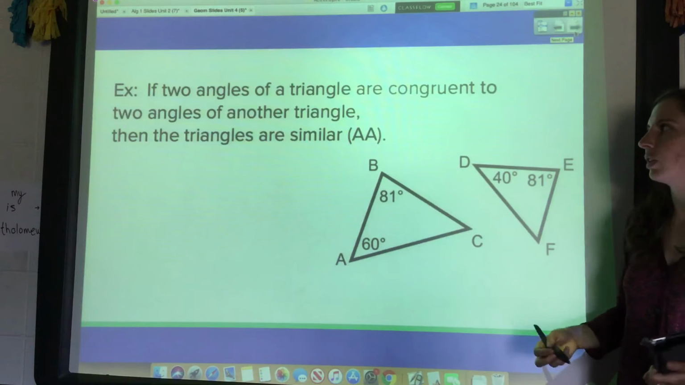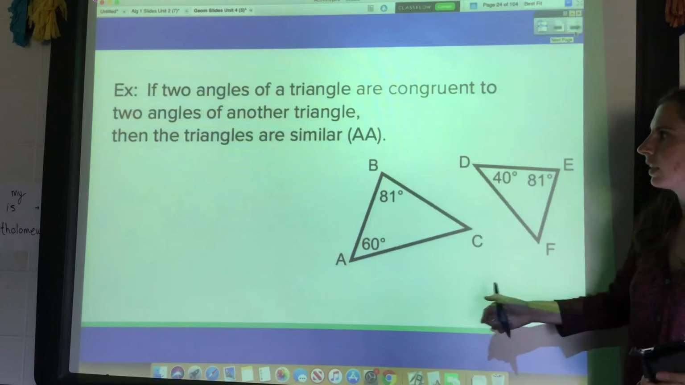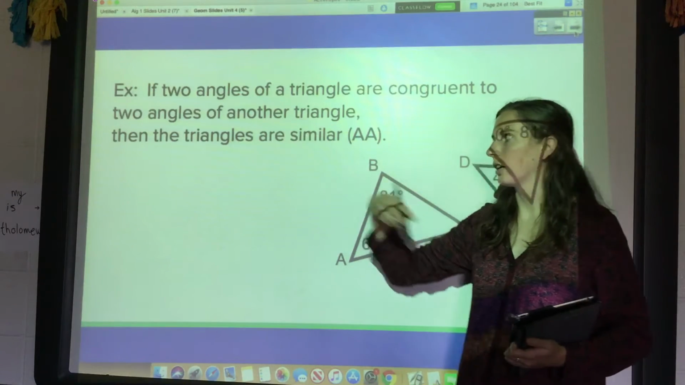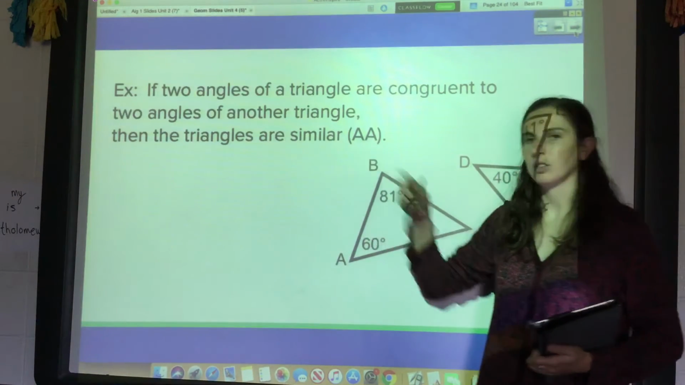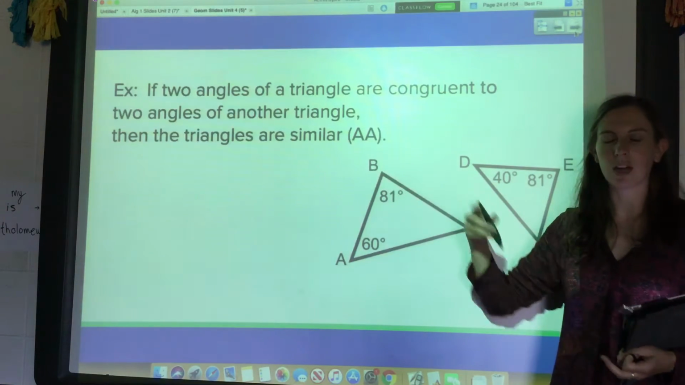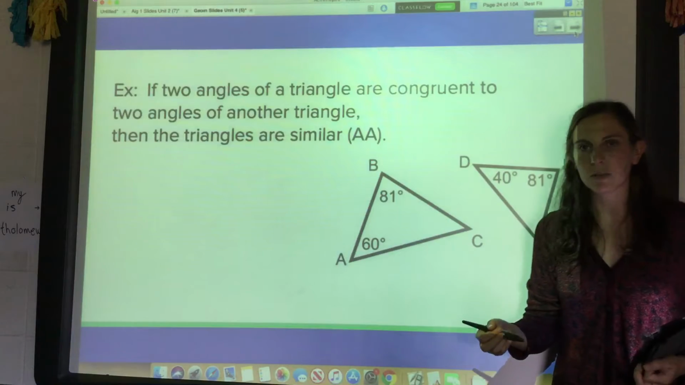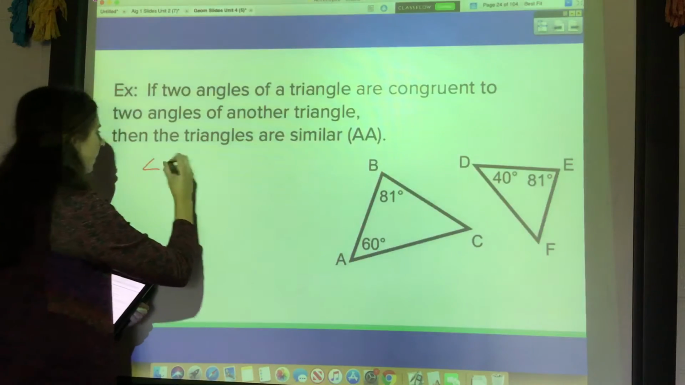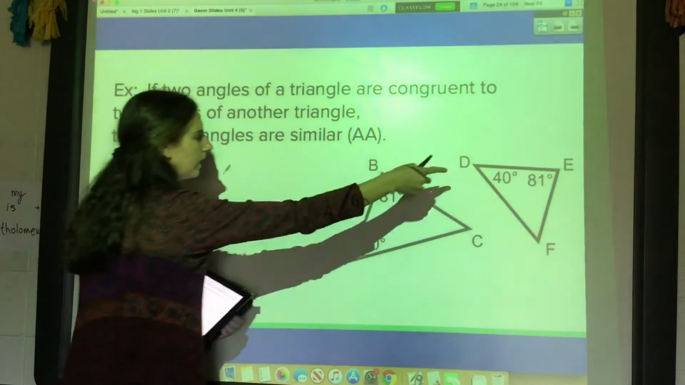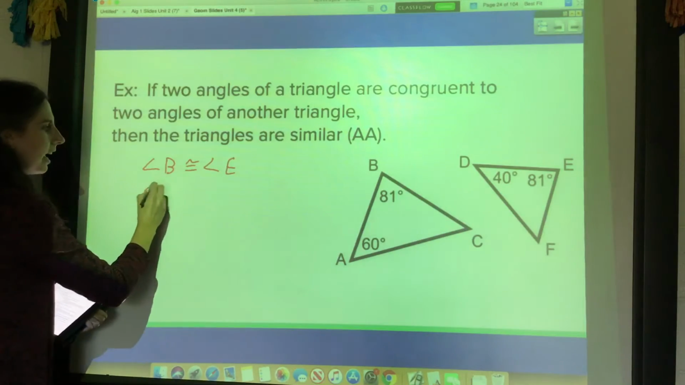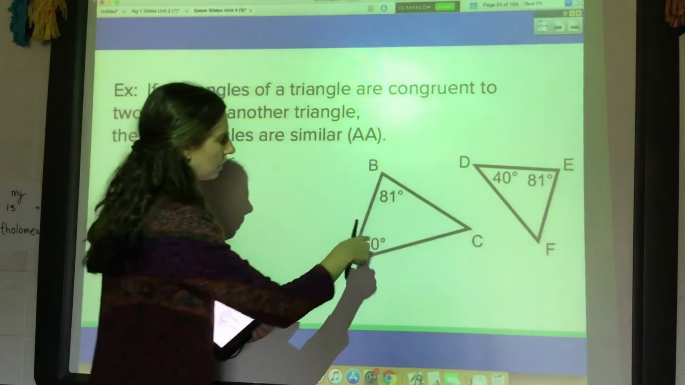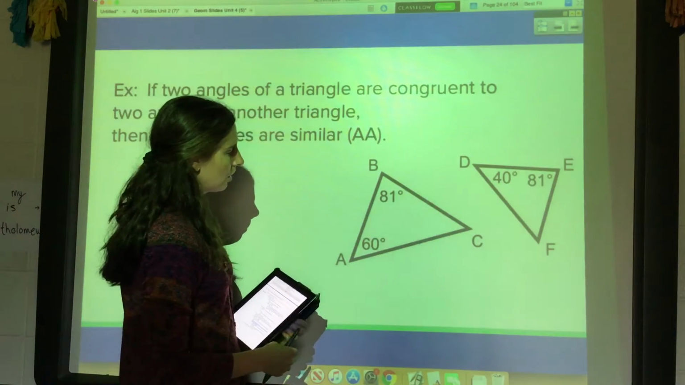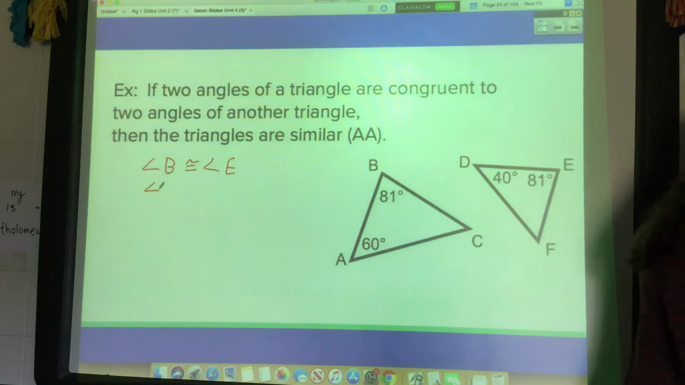Here's another example of modus ponens, and you've actually already kind of done it. If two angles of a triangle are congruent to two angles of another triangle, then the triangles are similar. This is the angle-angle property that we've talked about. And so then my proof here would be like, okay, well, angle B is congruent to angle E, and angle A, well, you'd have to subtract from 180. So if I subtract this and subtract this from 180, oh, these actually are not the same.